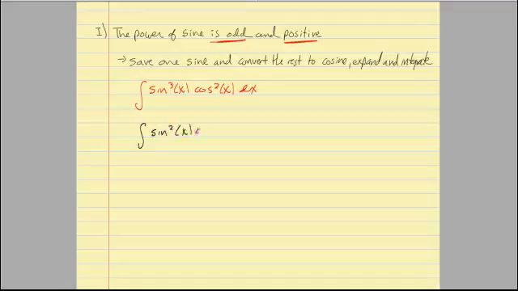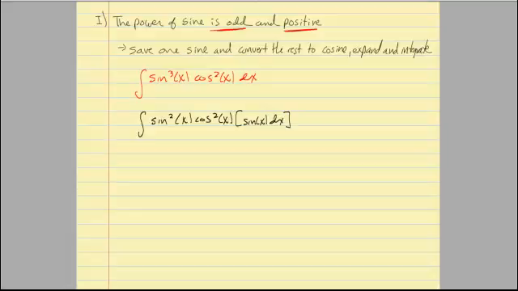If we save one sine out, what's going to happen is that sine that we save out over here will eventually end up being my du, or part of my du. So this is just a rewrite of the exact same problem. So I've taken this sine cubed and broke it into sine squared times sine. Now the second step is to convert the rest to cosine. So this is basically our first step that we looked at here. We saved one sine. And eventually that's going to be our du.